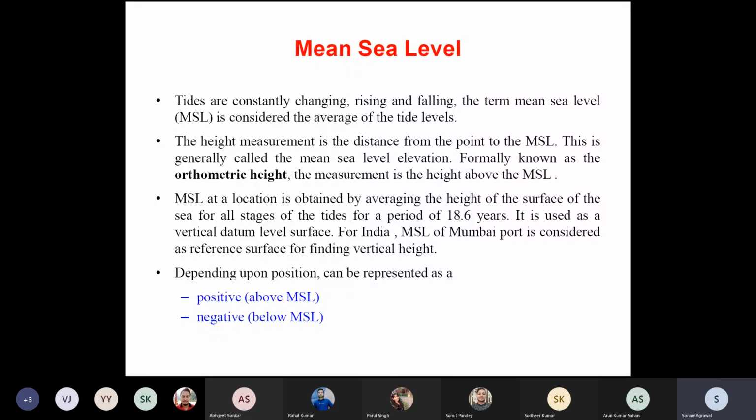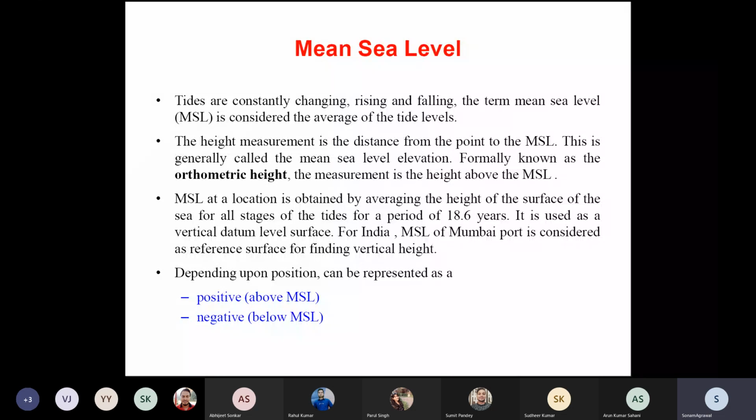When we talk about India, the mean sea level is computed at Mumbai port. So whatever the reference surface is, it is computed from the Mumbai port. As for the question of which place the mean sea level is measured from, it depends upon the different countries. This is important because the mean sea level is not global in nature. It is defined in different countries, like for India, as given in the slide, it is measured at the Mumbai port.